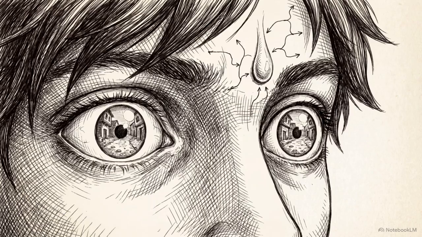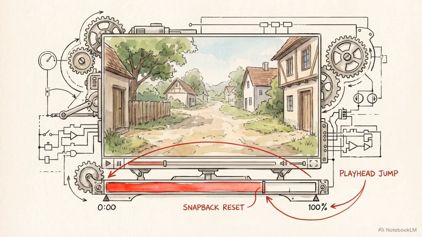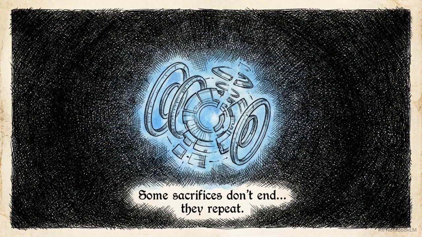As the realization sets in, Dev's voice echoes through the empty village, revealing the brutal truth. Aarav never actually escaped. The loop simply reset. The screen cuts to black, leaving a single line of crisp typography. Some sacrifices don't end. They repeat.